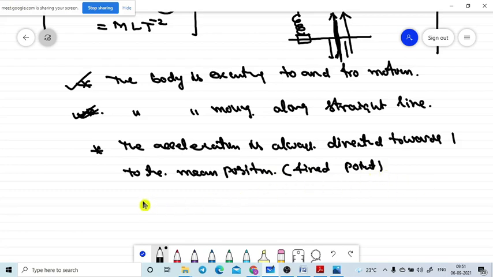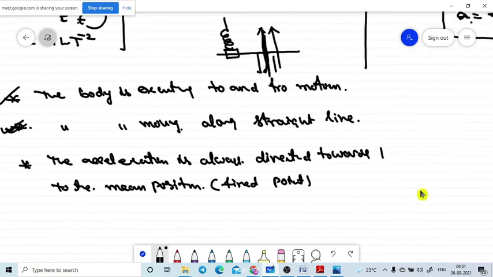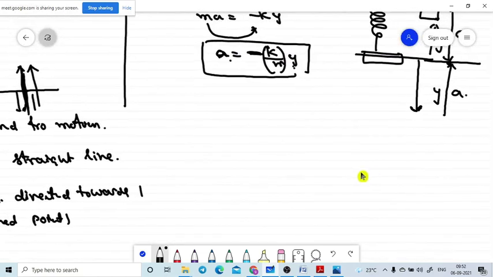One more point is there. Will you please look at this fixed point? So if the magnitude of the acceleration is directly proportional to the displacement of the body.